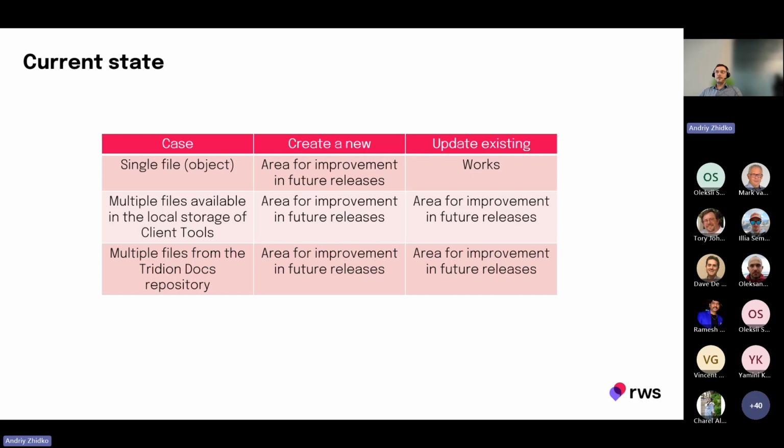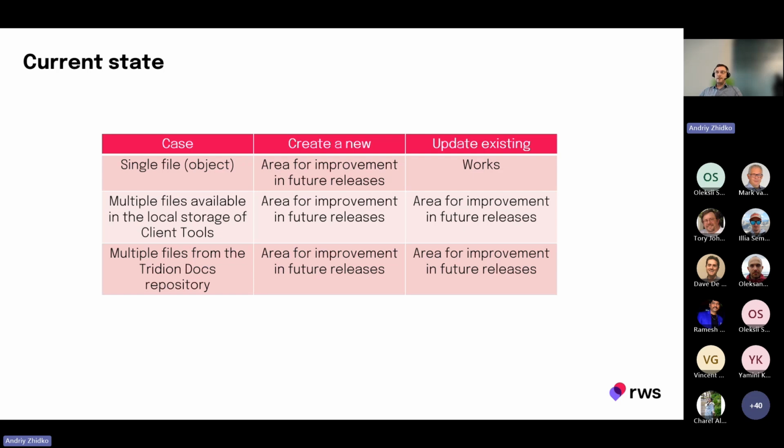AI Positron doesn't have integration with the Tridion Docs repository, doesn't have direct integration. So create action doesn't work for all three cases. The same reason is why update for multiple files from the Tridion Docs repository is not supported as well.